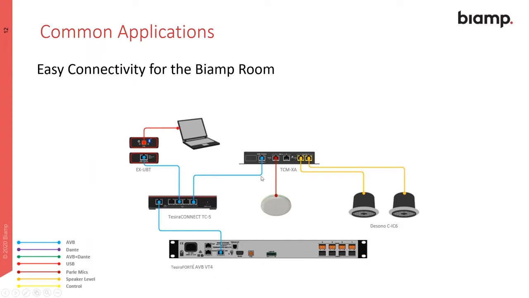As you can see, all the blue lines are AVB. So all the AVB ports will be connected to the TesiraCONNECT 5. Remember that the 4 ports are PoE plus enabled, while the 5th port is not. So anytime you need to connect a server which is already powered, you have to connect it to LAN number 1, which is PoE free.